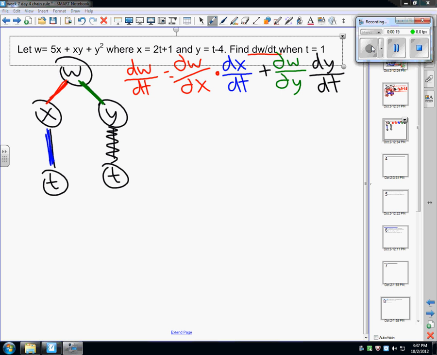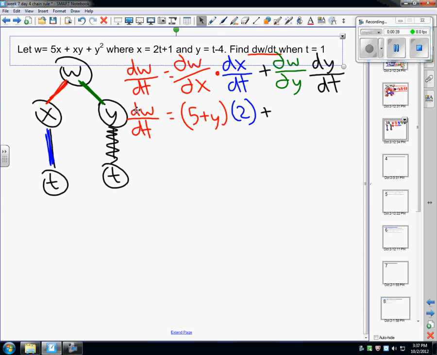So if I do this, dw/dt equals the partial of w with respect to x, that's 5 plus y, times the full derivative of x in terms of t, which is just a nice 2, plus the partial of w with respect to y, which would be x plus 2y, times the derivative of y with respect to t, the full derivative, which is 1.